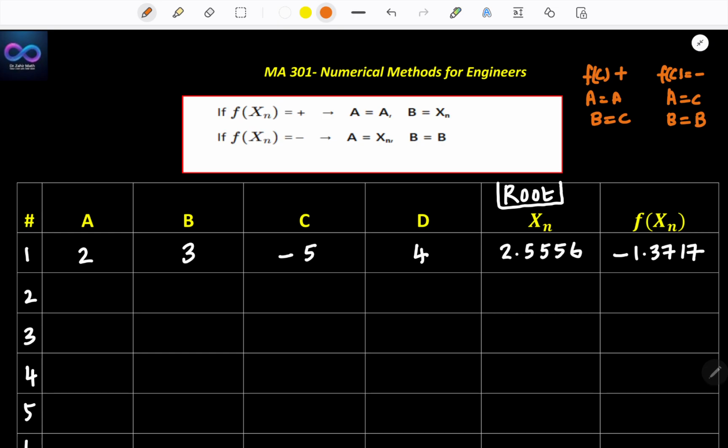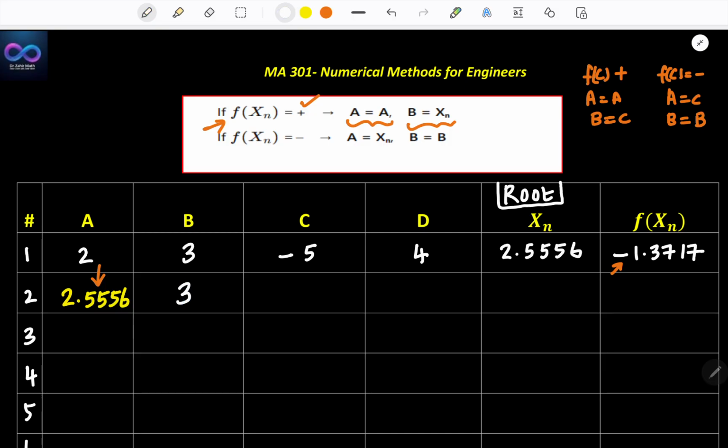Here it's different. F of xn. If f of xn is positive, a equals a and b equals xn. Look at here, f of xn is what? Positive or negative? Negative. So if it is negative, a will be what? Your xn. What is your xn? 2.5556. Right. B will be what? Same. B will be same, 3.